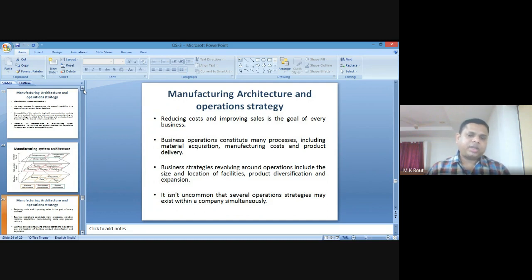So for that, if the size, location, facility, or product diversification does not fit, most companies directly go for expansions. In expansion, you do not relocate your plant or re-establish a plant. With those particular facilities, we can directly focus on operational strategy, as well as the manufacturing architecture, which is very essential for this kind of business strategy. It is not uncommon that several operation strategies exist within a company simultaneously, and it depends upon the company policies whether they apply a particular strategy or not.